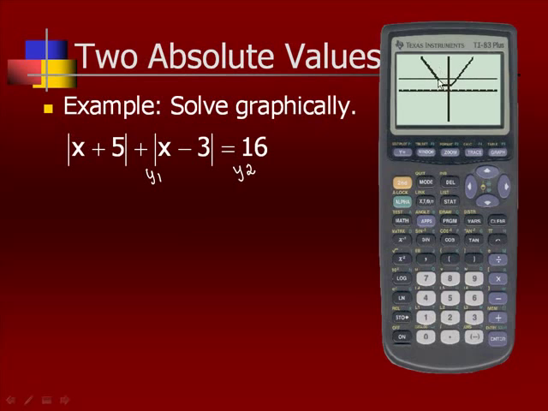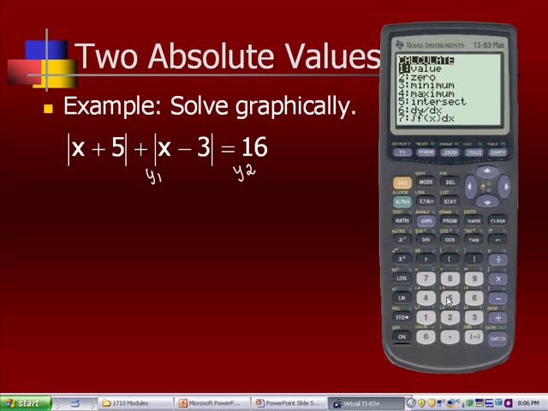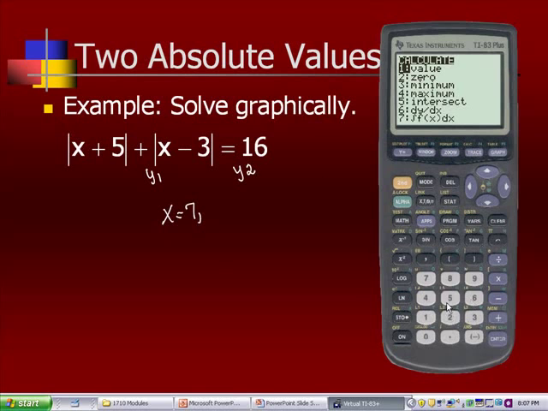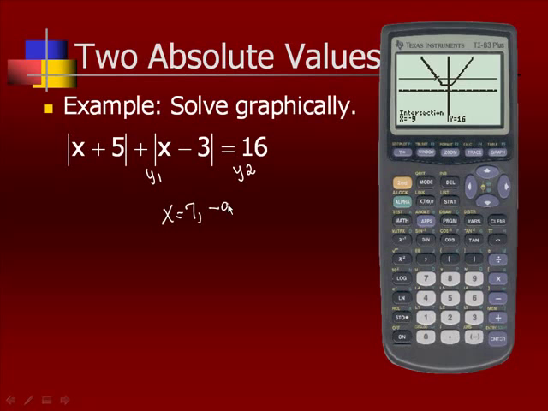There's the first one, there's the second one. It crosses in two places, so there are going to be two solutions. Second, calculate, number 5 where they intersect. Enter. And we get the first value of x is equal to 7. Second, calculate, number 5, enter. Now remember, if you're looking for more than one, the second time through you need to put the cursor on the point where they intersect, and we get negative 9.